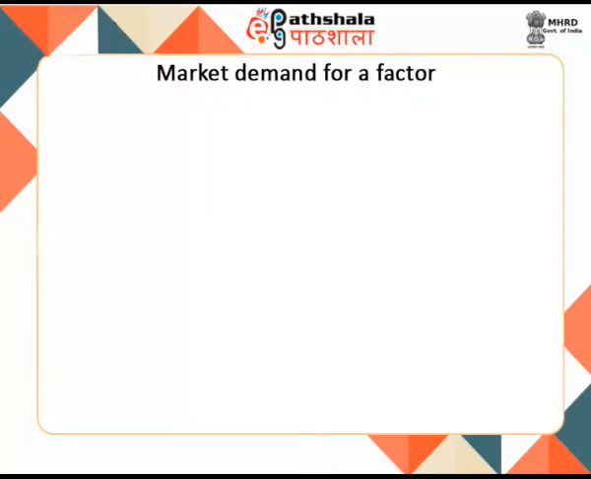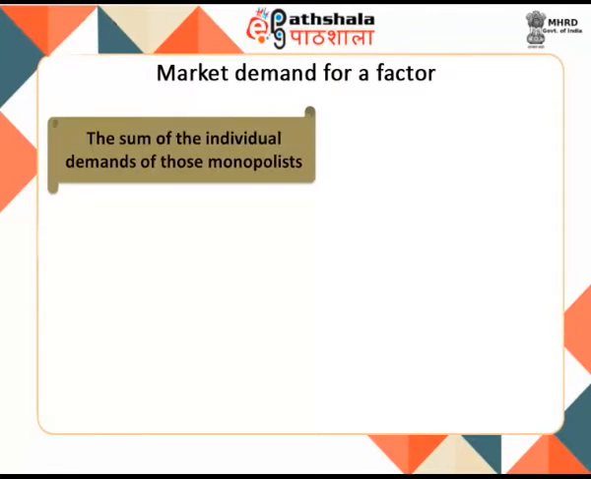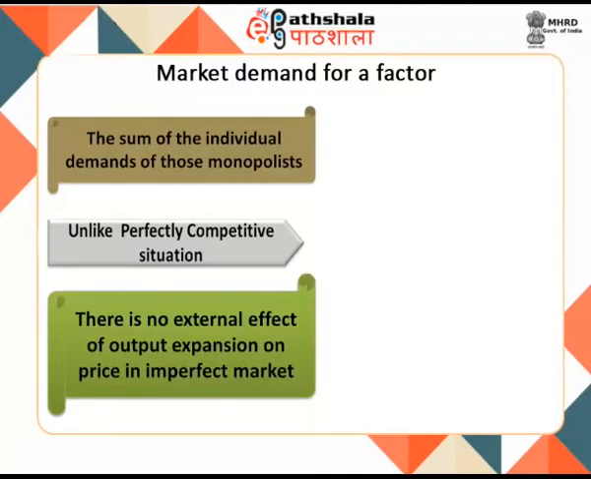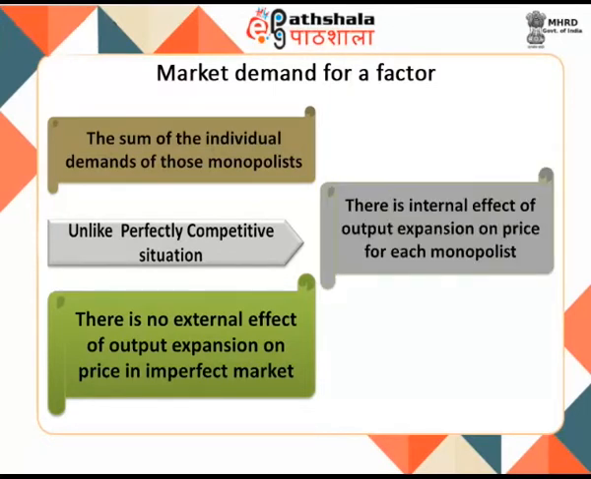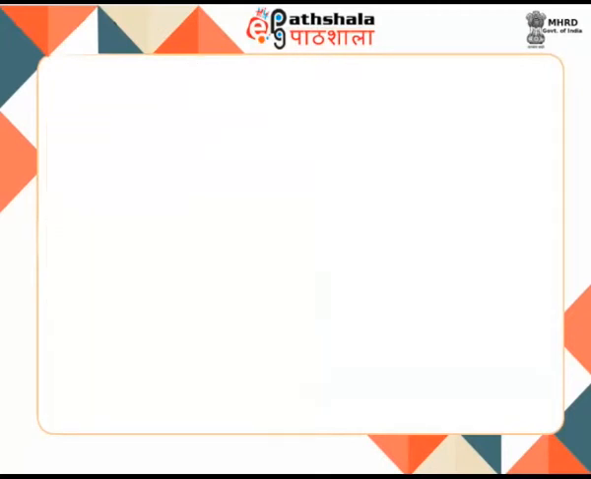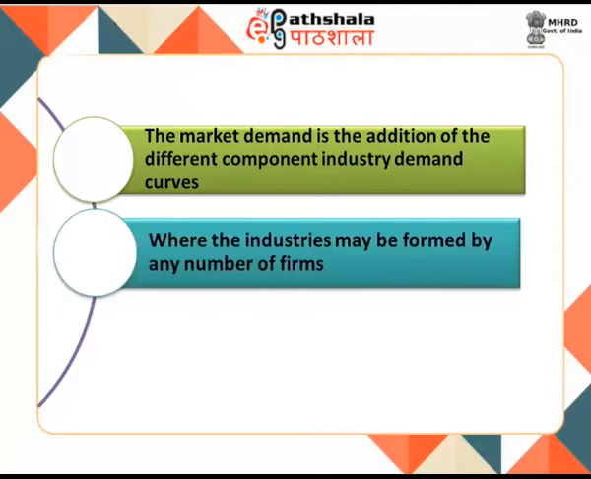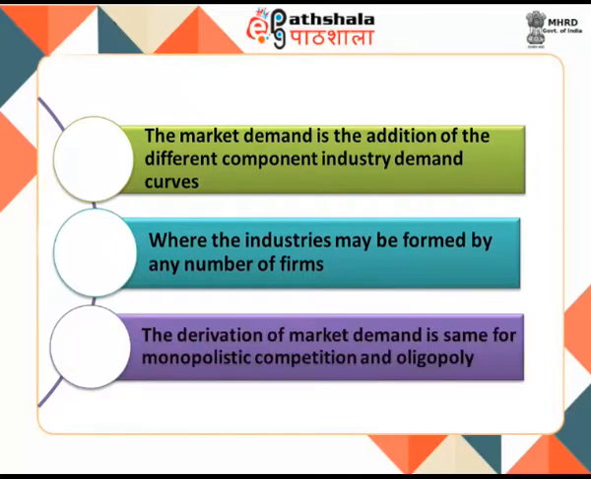Market demand for a factor. The market demand for a variable factor by a group of monopolists is simply the sum of the individual demands of those monopolists. Unlike the perfectly competitive situation, there is no external effect of output expansion on price in imperfect market. There is an internal effect of output expansion on price for each monopolist. When various monopolists use the variable factor, the market demand is the addition of the different component industry demand curves, where the industries may be formed by any number of firms. The derivation of market demand is the same for monopolistic competition and oligopoly.